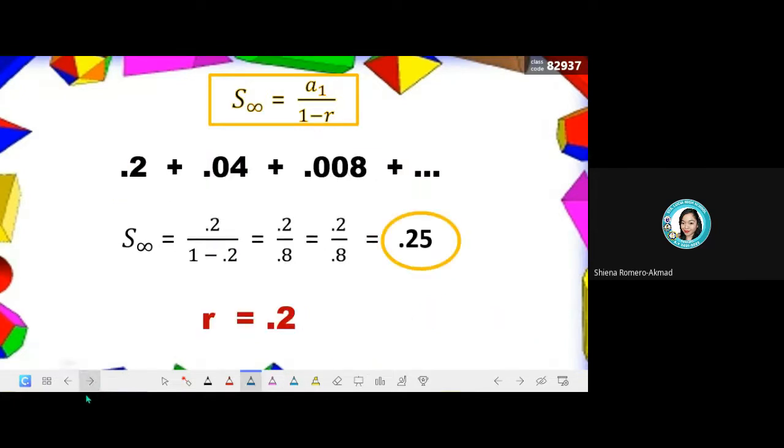Okay, next, we have 0.2, then 0.04, 0.008, and so on. So the first term is 0.2, then the ratio also is 0.2. That's why we have 0.2 divided by 1 minus 0.2. So madali na lang yan, 0.2 divided by 0.8, we have 0.25. Okay?